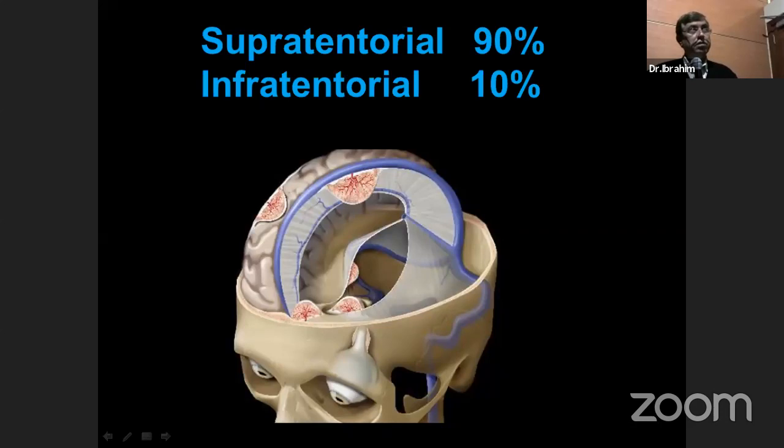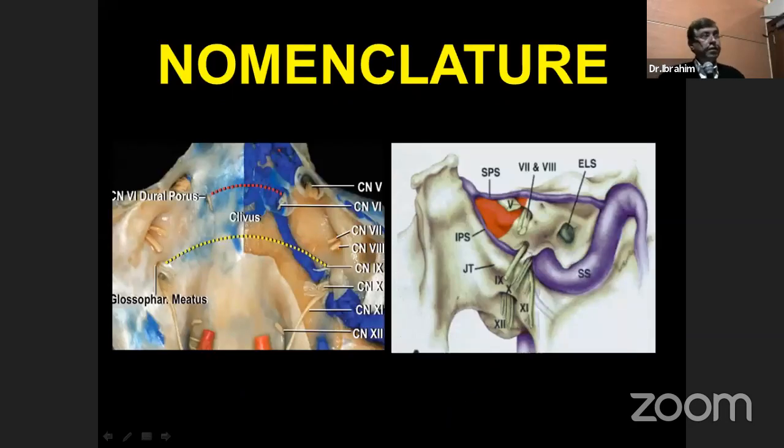Supratentorial, above the tent, 90%. Below the tent, 10%. This is the tent. So when we speak about petroclival meningioma, what are we talking about? Is this area or this area? People differ in their explanation, and we'll go through that.